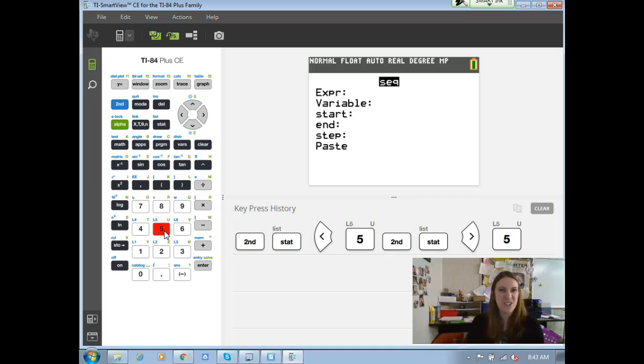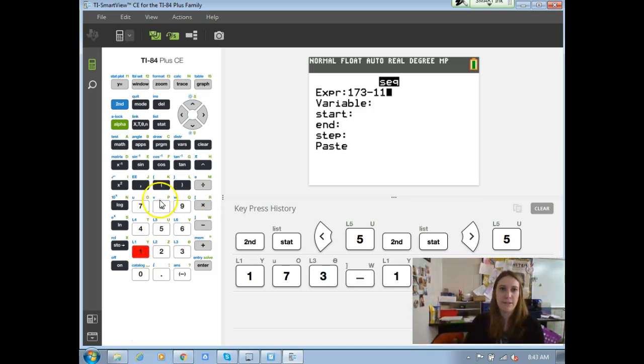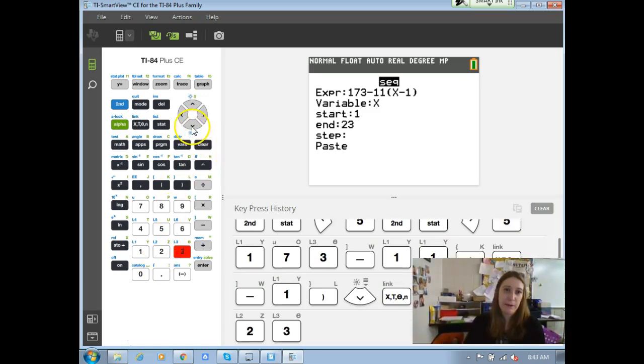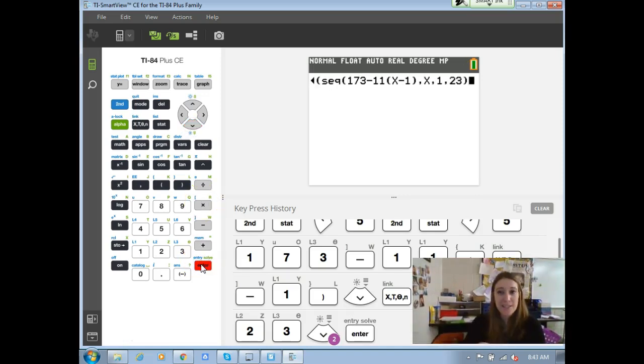So now, on this newer model, it's going to ask me, okay, what's your explicit formula? Any form. So remember 173 was the first term, and then you can say plus -11. I'm just going to say minus 11, and then times n minus 1. I'm not in sequence mode, so it's using x, but whatever. The variable I'm using is x, and then it was starting at the first term and going to the 23rd term. Now, is this quicker? I don't know. I don't really care because it's going to paste it into the formula.